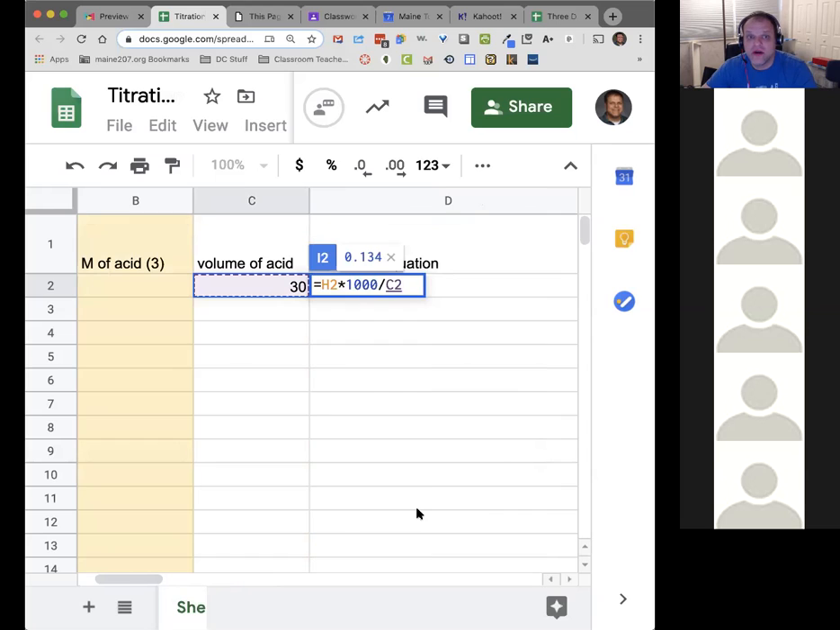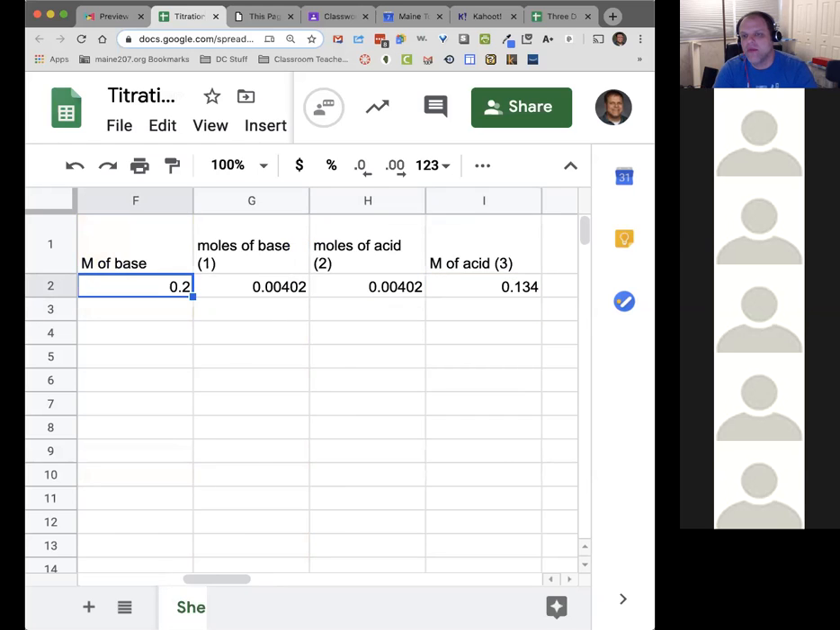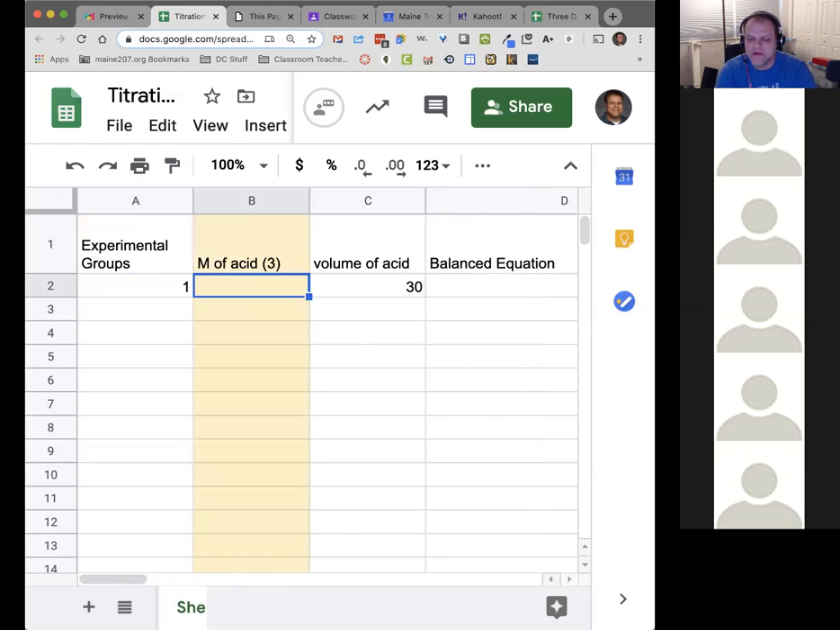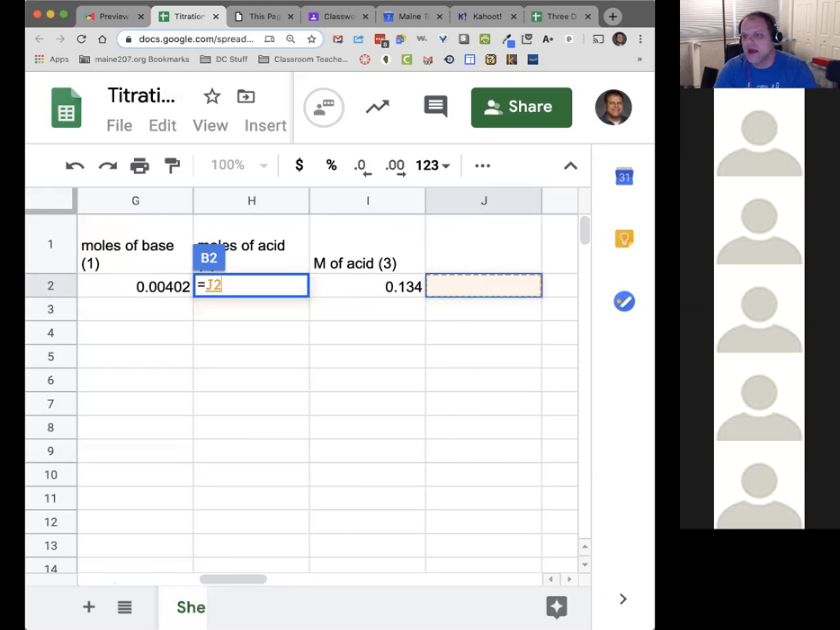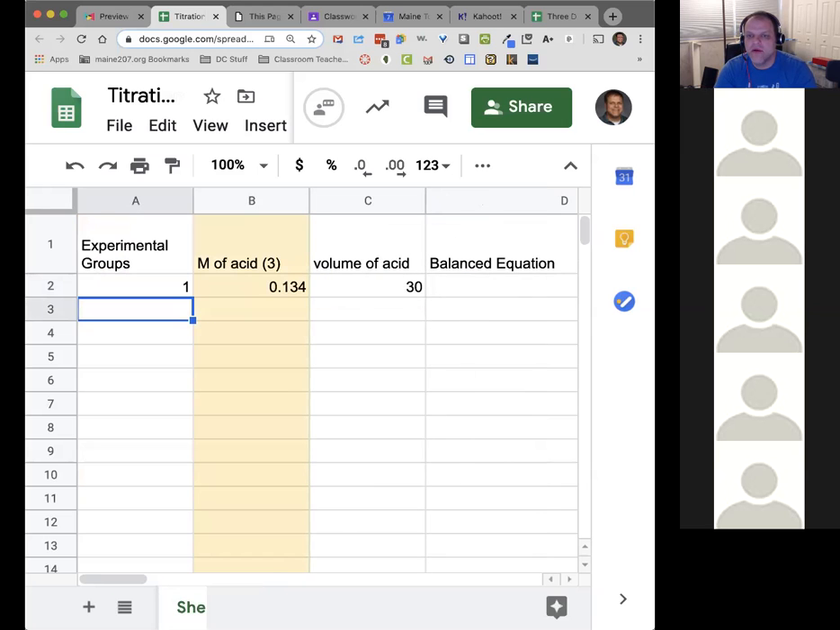So it's 0.134. So we were pretty close. We said it was 0.13, right? I think. So 0.134. I'll go back and put that in here. I just want to go ahead and copy what I got here. There we go. All right.